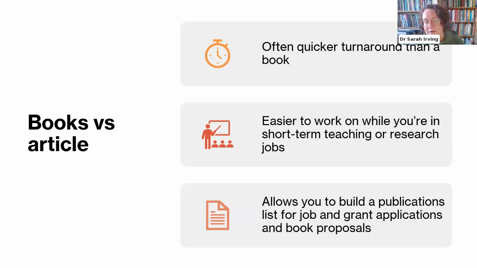And working on an article, something that's maybe 8,000 words plus or minus, is something that is a lot more feasible to fit in than working on an entire book manuscript. And what taking these somewhat quicker approaches can do is allow you to build a publications list more quickly. That will mean that when you are then applying for jobs and grants, or indeed writing book proposals for a full book manuscript, you've got a much more solid CV.